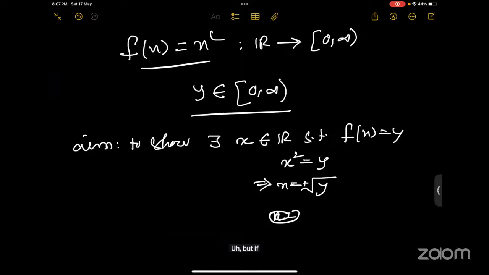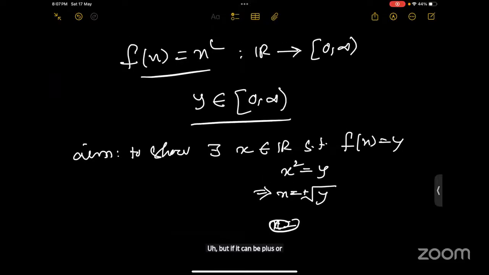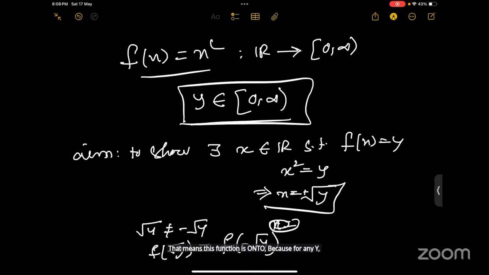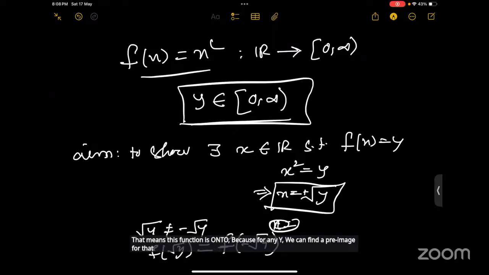But if it can be plus or minus, yeah, it can be both plus or minus. That means the plus root y is not equal to minus root y, but their functional image is actually the same. That means this function is onto, because for any y, we can find a pre-image for that y, right?